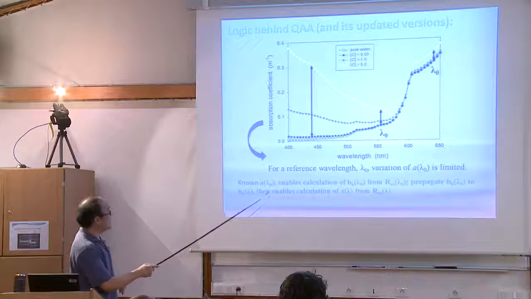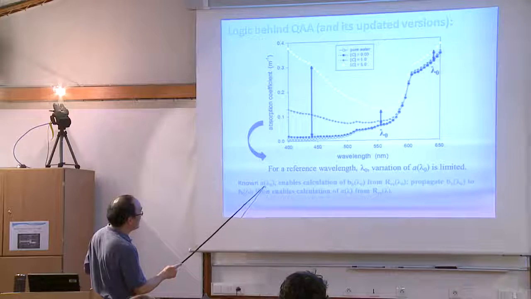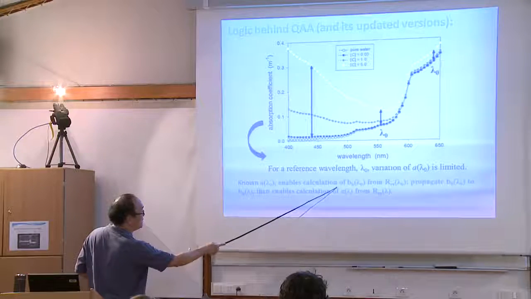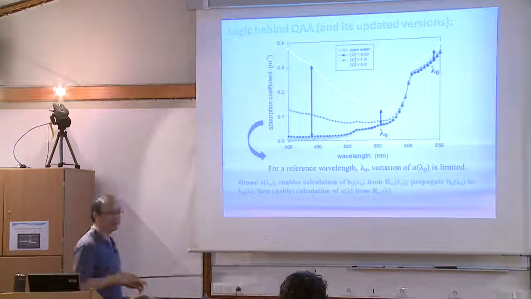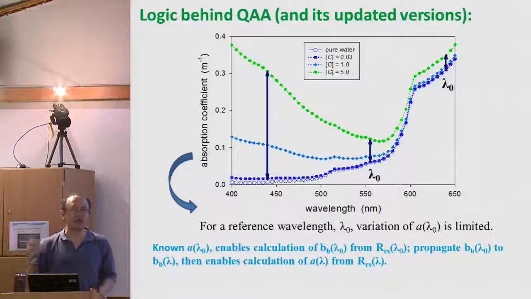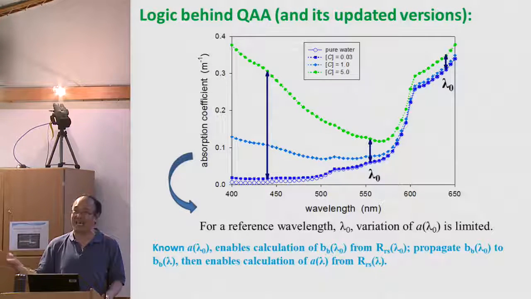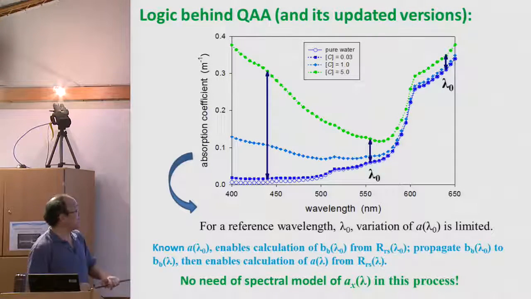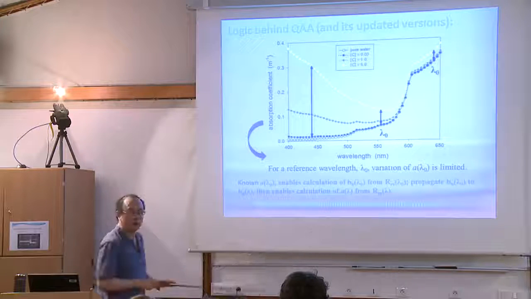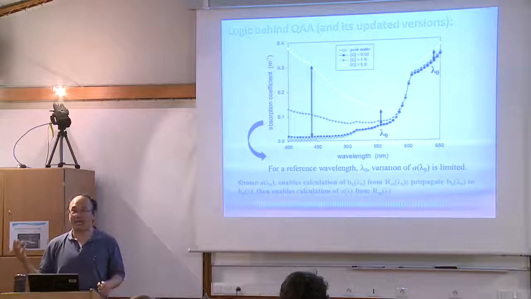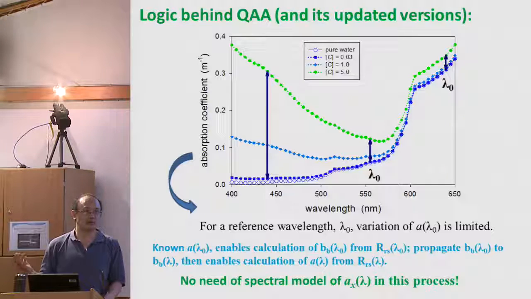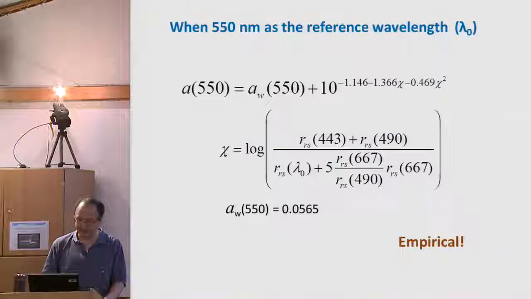So, as I mentioned, knowing lambda 0 enables calculation of BBP from RS at lambda 0. Then we'll propagate to a shorter wavelength. Then we get the total absorption without assuming any shape of the total absorption. Then we calculate the coefficient. In this step, we didn't model anything about the components. We don't care about the ADG shape or APH shape. We just care about the BBP shape.